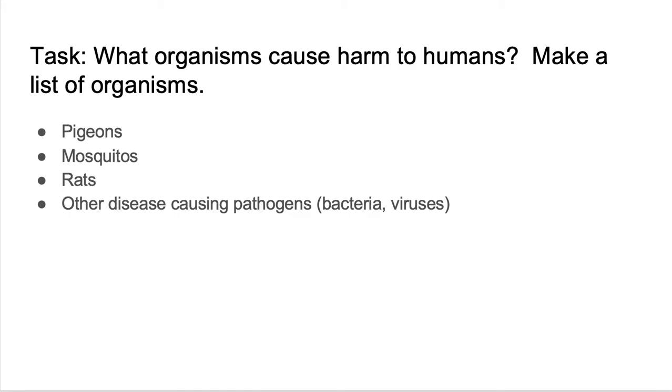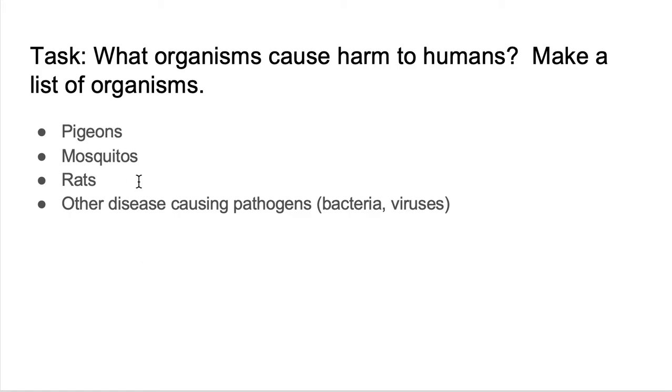So the first thing we're going to ask ourselves is, what organisms can cause harm to humans? So if we were in school, I would ask this question, and then these are some responses that students would give. Pigeons, mosquitoes, rats, and disease-causing pathogens. So what do these things all have in common? Well, they all have the potential to carry disease.